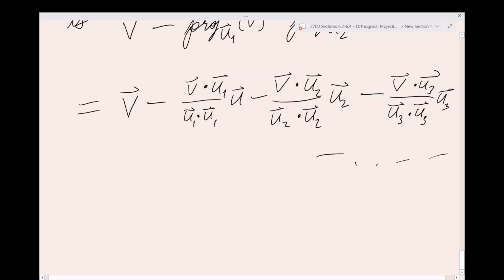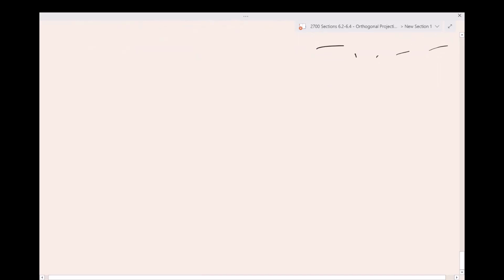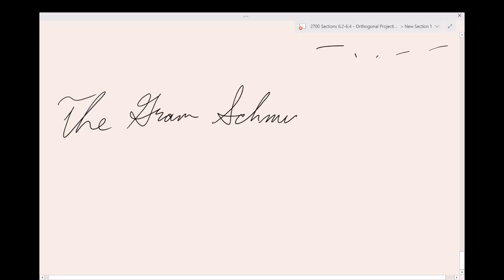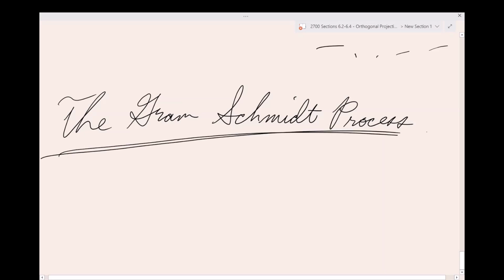And so in case you run into those applications, I want you to be comfortable with the process that's going on when you pull that move. And so this is what's called the Gram-Schmidt process. So this is section 6.4. Okay.